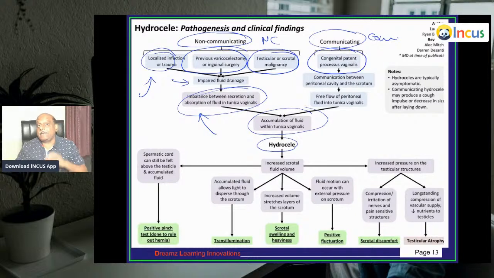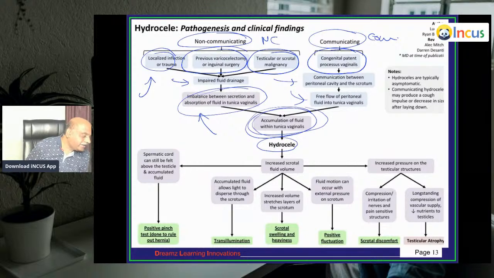Congenital patent processus vaginalis. There is a communication between peritoneal cavity and the scrotum, and that leads to free flow of the peritoneal fluid into the tunica vaginalis. That leads to accumulation of the fluid within the tunica vaginalis. That leads to hydrocele.